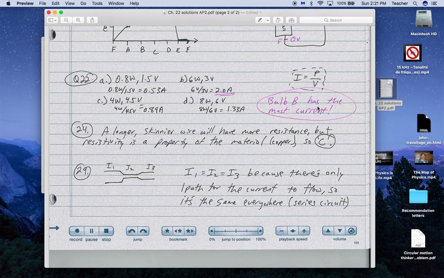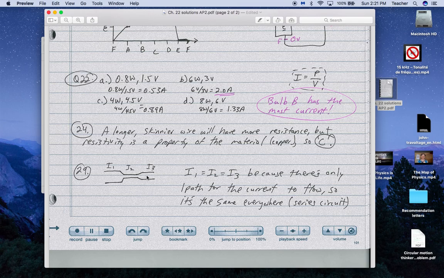For number 24, a longer, skinnier wire, and this is basically asking what would happen if you had a wire that was stretched out. It would have more resistance. But this is actually asking about the resistivity of the material. That would not change. The resistivity itself is a property of the material. It's what's called an intensive physical property. So it is not quantity dependent.